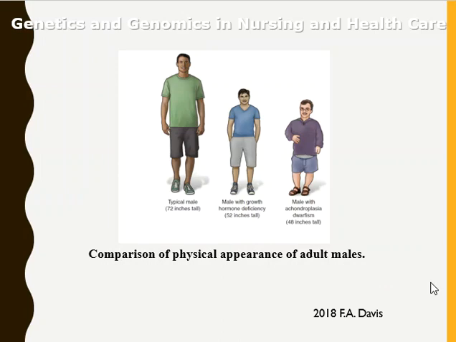Okay, here's a comparison of physical appearance of adult males. You've got the typical male, 6 feet. You've got a male with growth hormone deficiency, 4'3". You see here that he's very proportionate. Even though he's shorter, his limbs are in proportion to the rest of his body. And then you've got a male with achondroplasia dwarfism, which has very specific structural features there, and only as tall as 4 feet roughly.